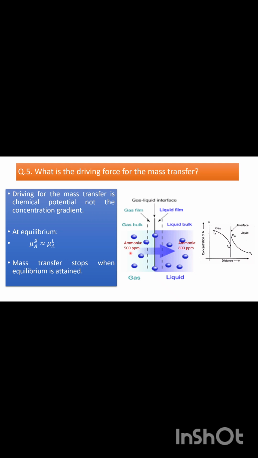That transfer will stop when equilibrium is achieved between these two phases. That means the chemical potential of ammonia in the gas phase is equal to the chemical potential of ammonia in the water phase. So this is the concentration profile across the interface when a component A diffuses from a gas phase to the liquid phase.